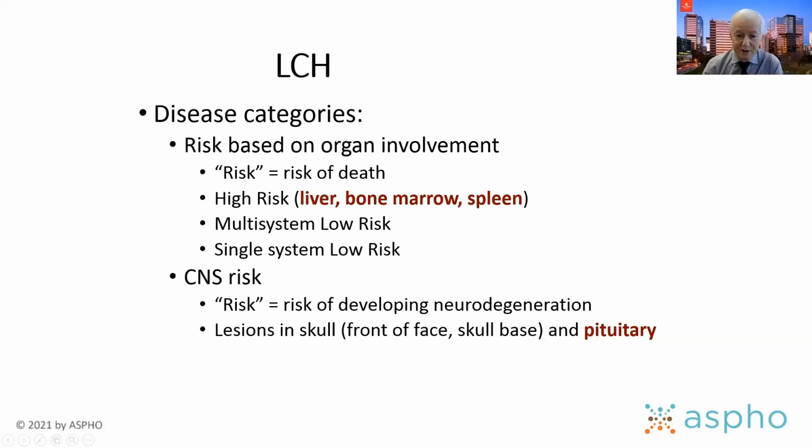There's another category of patients which is important to realize. They're called CNS risk, and that means risk of developing neurodegeneration or pituitary involvement. And these patients typically have lesions of the skull base, such as orbit, temporal bone, sphenoid, and mastoid, as well as pituitary involvement.